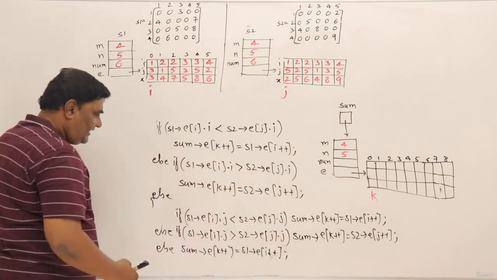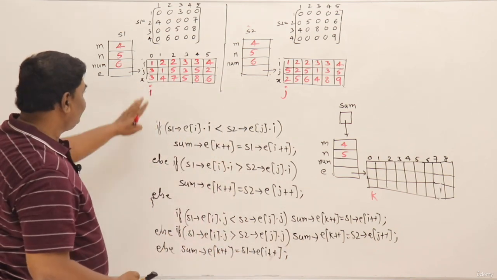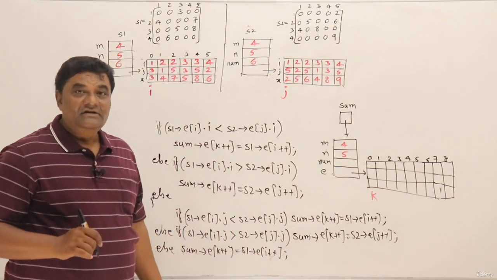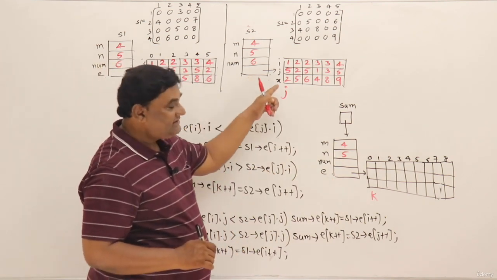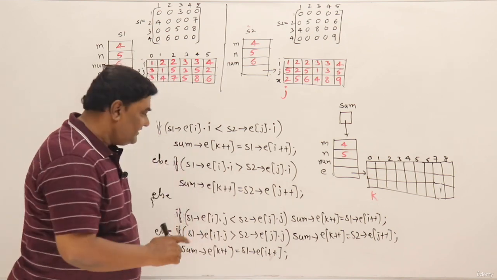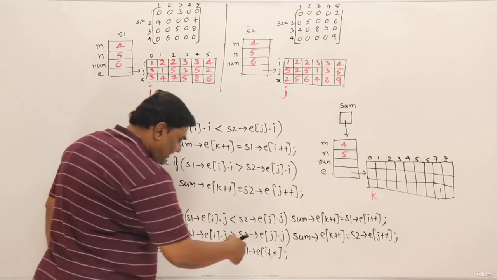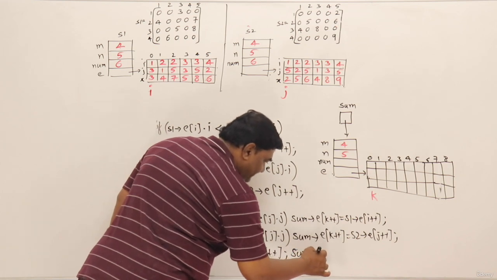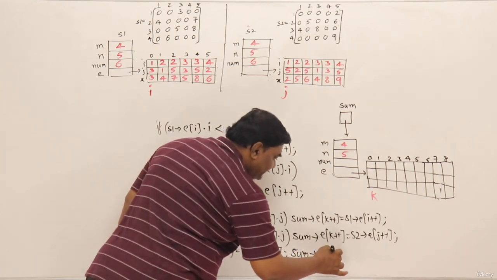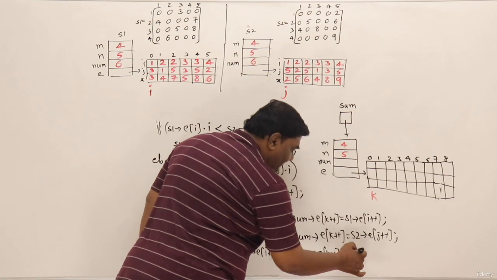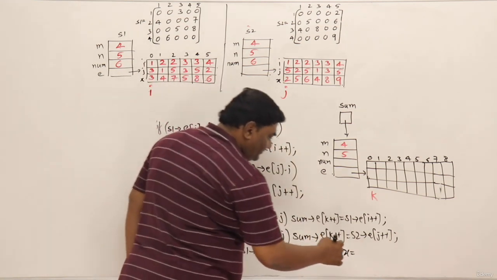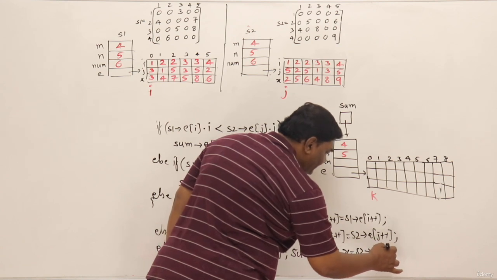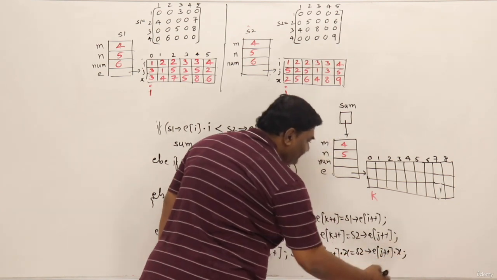So actually, I have simply copied this element of S1 to sum, but I should add them. I should add the value from S2. So I need one more statement. After this, I should say sum of E, now say K plus plus. In this X value, I should add the value from S2.